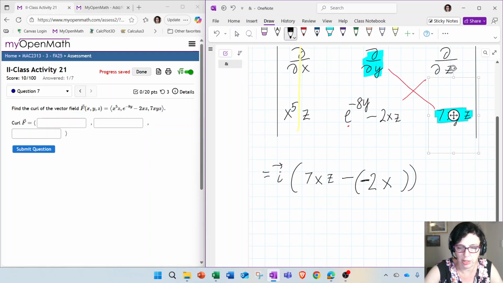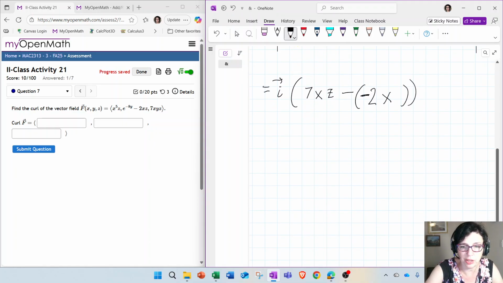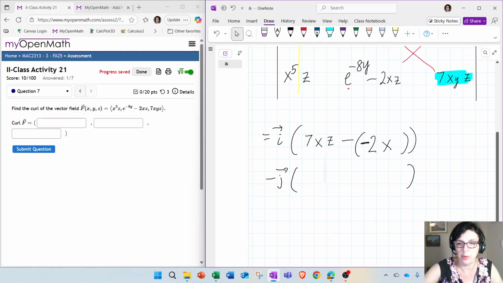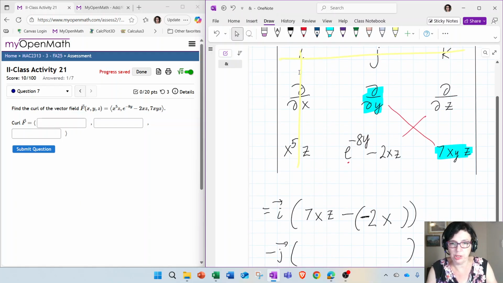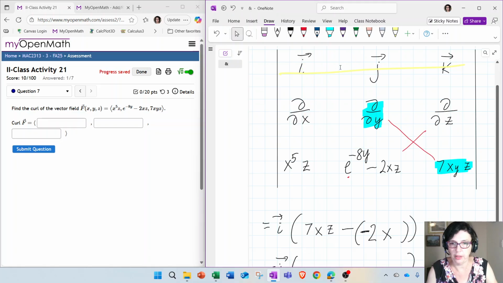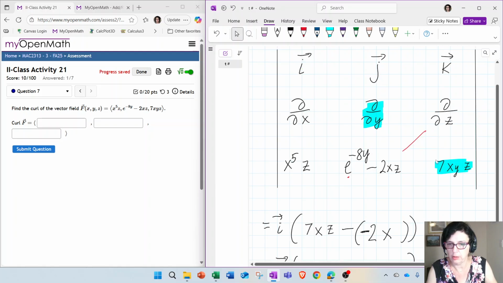Let's move to the j component. Now remember that the j component comes with a minus. The j component comes with the minus, so remember that. So let me just get rid of these lines if I can, because I want to show you stuff. No, I didn't want to do that. That was too much. I just want to delete this and the shading.